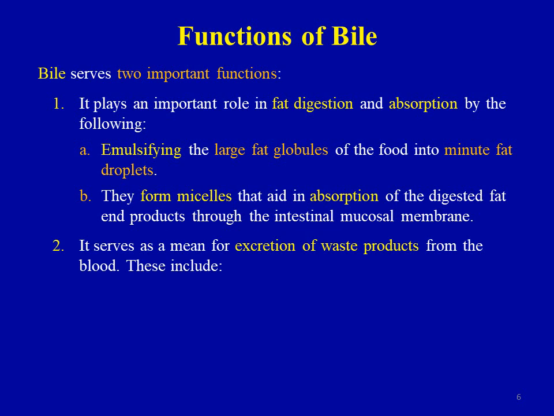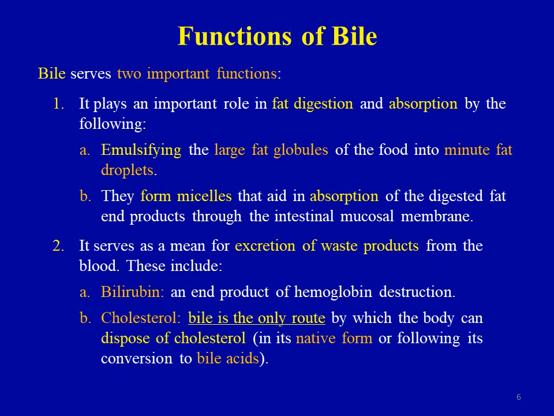Another important function is that bile serves as a means for the excretion of waste products from the blood, and these waste products include bilirubin, which is the end product of hemoglobin destruction, and cholesterol. Bile is the only route by which the body can dispose of cholesterol in its native form or following its conversion to bile acids. So either cholesterol is released as cholesterol per se, or it is converted to bile acids and then released as bile acids into the bile.